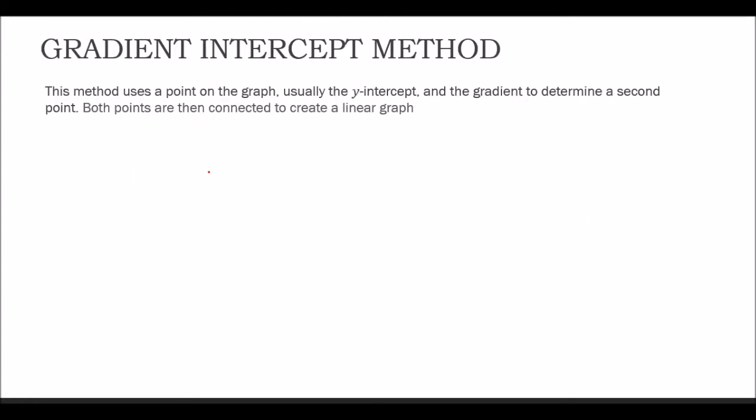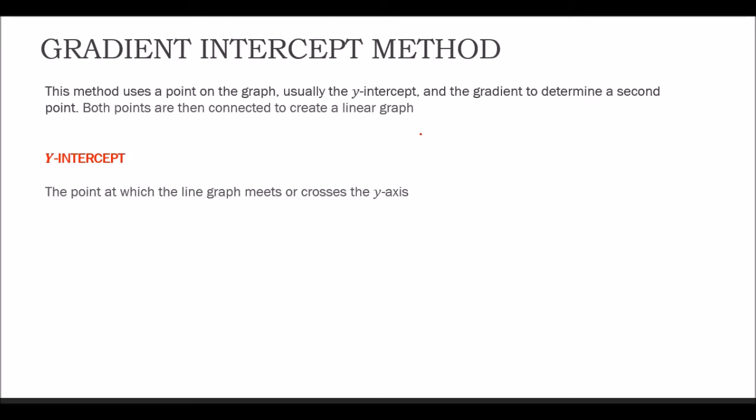So let's get into it. First one is the gradient intercept method. This method's pretty straightforward. It uses the Y intercept and the gradient to determine a second point. So you've got one point at the Y intercept, and then the other point is based on what the gradient is. All right, so let's start by understanding this.